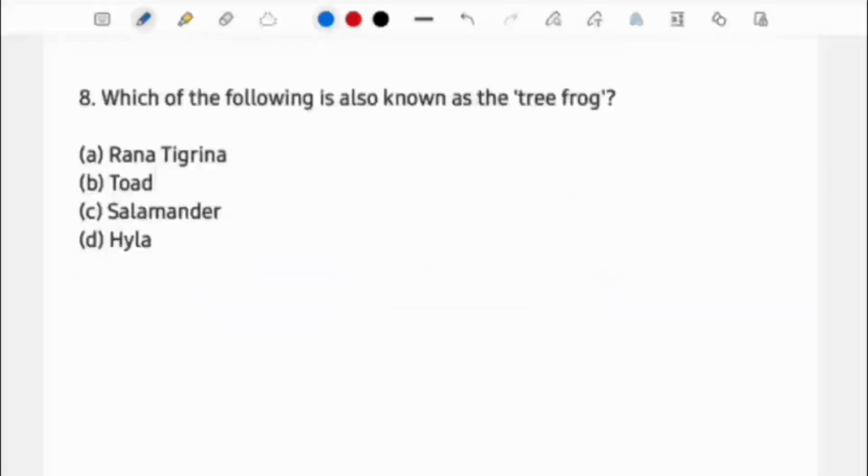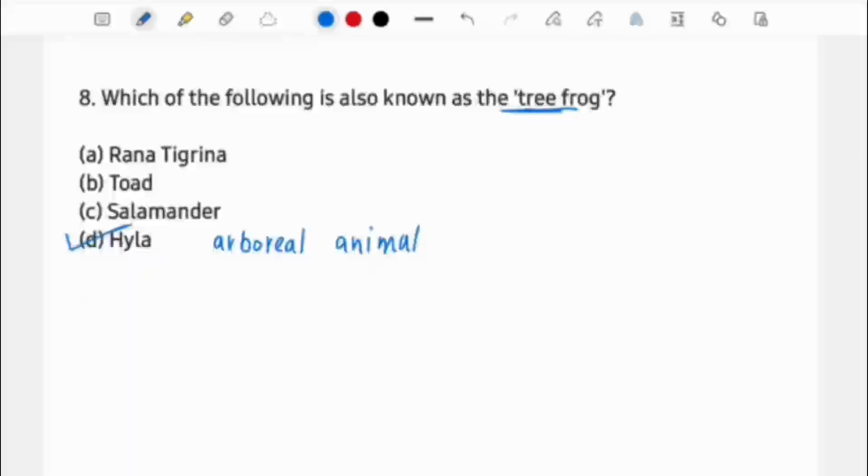Next question. Question is, which of the following is also known as tree frog? And the correct option is option D, that is Hyla. Hyla जो है, it's also known as tree frog. ठीक, so it's an arboreal animal, that is it lives on the trees. Okay, so they are the animals that live on trees, ठीक, and are adapted there.